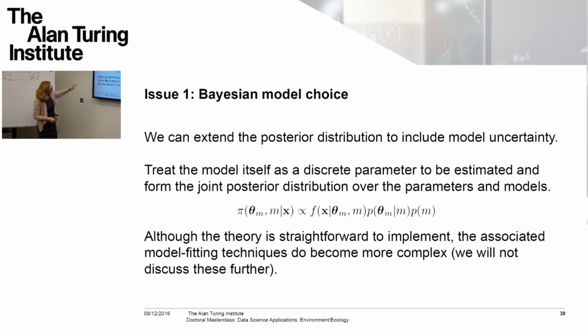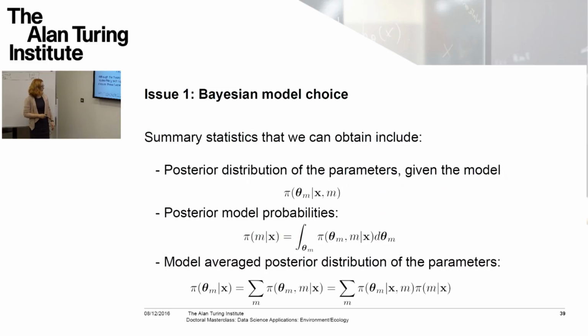And you can just write it down. You basically get the likelihood of the data given the parameters and the model, you have the prior for the parameters given the model, and you have a prior probability for each model. Now, again, you can sample from this posterior distribution, and that will allow you to estimate quantities of interest, which include the posterior probability of each model. The MCMC is a bit more complicated here, so I'm not going into it, just flagging that it is more complicated, but you can do it.